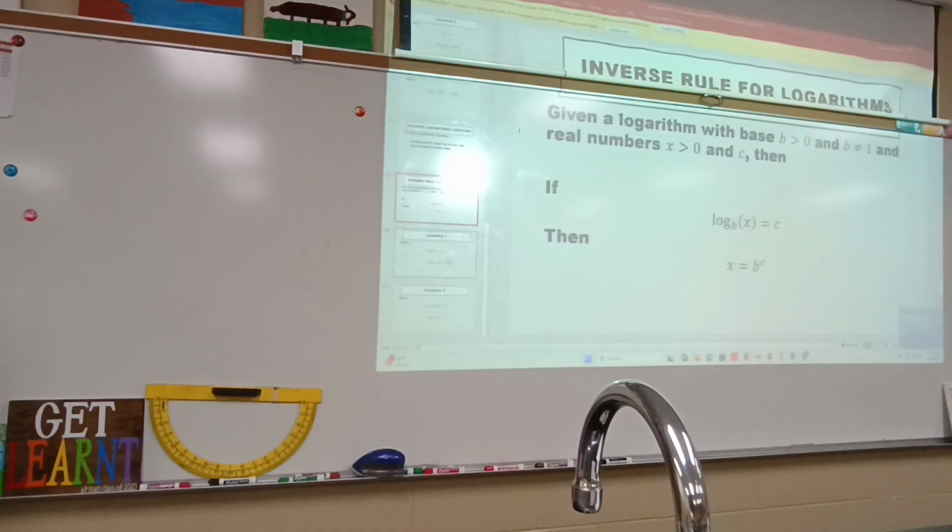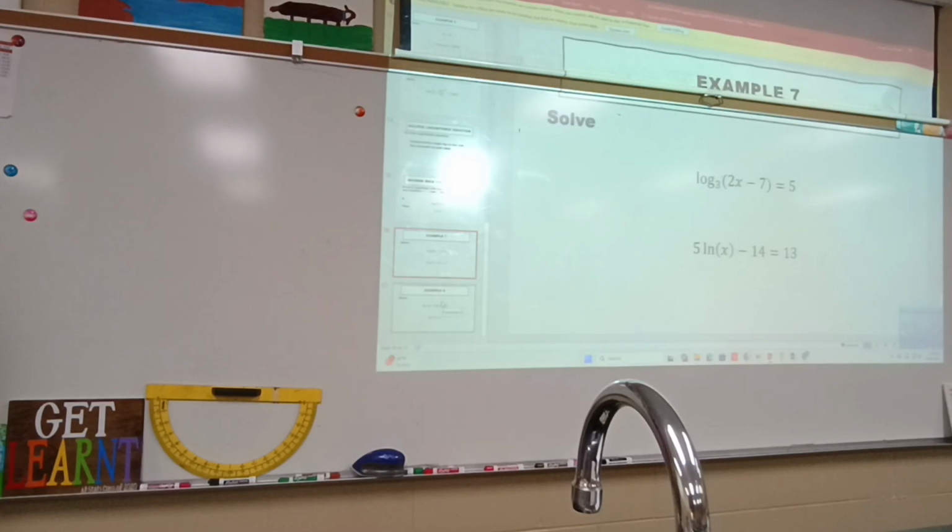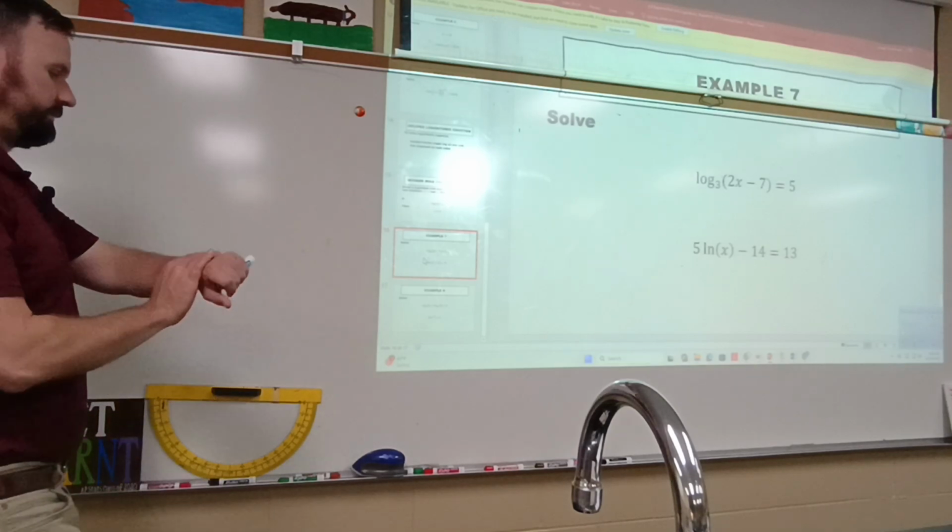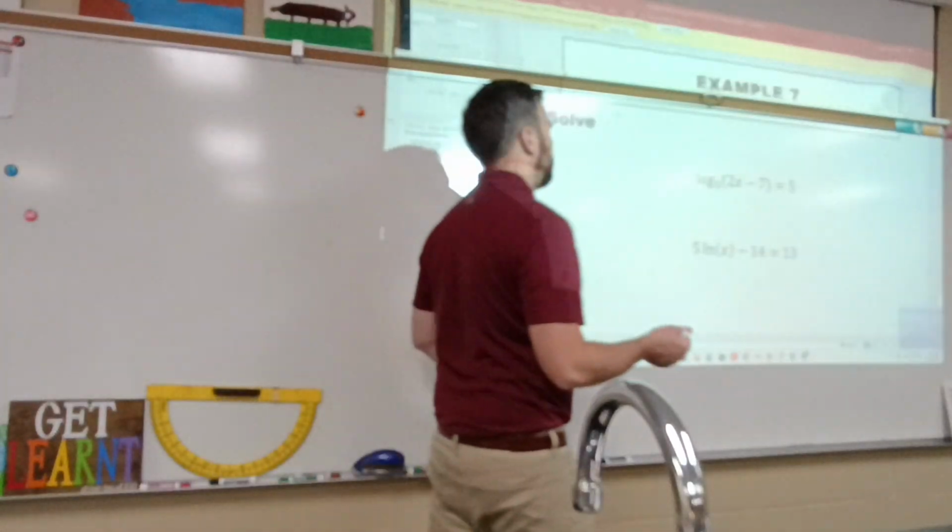So how do I deal with logs? Solving logs, I think, is actually more straightforward than solving exponentials. We can use the definition of logs or use the opposite property. So let's solve logs. This was a lot today, but we're okay.